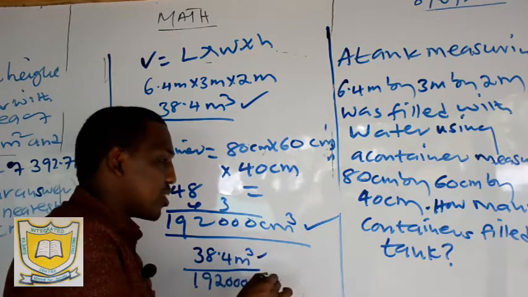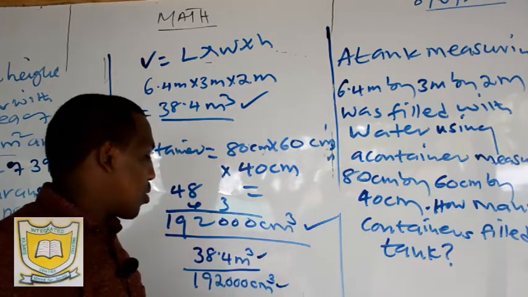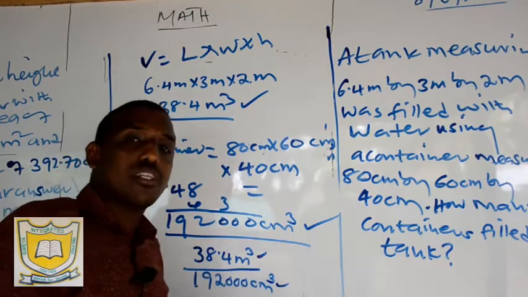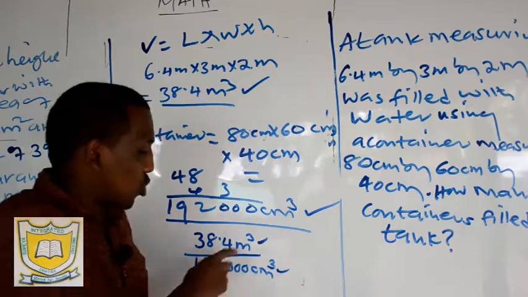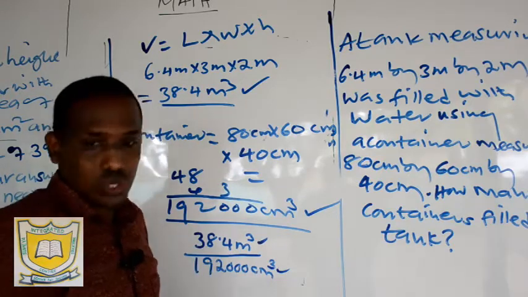This one is in meter and this one is in centimeter. So what do we do now? We change the meter into centimeter cube. They are not in the same unit. So for us to divide, let us change the meter into centimeter cube.